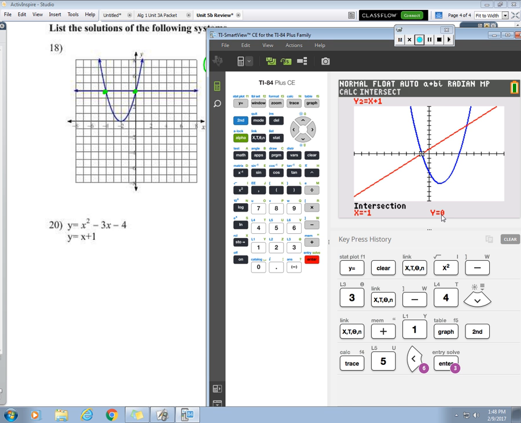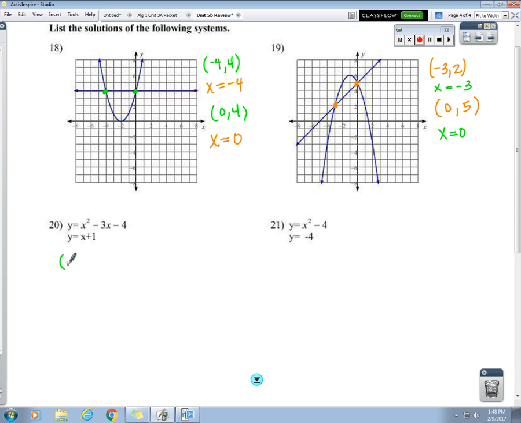But without even remembering second trace intersect, don't you think you could have figured out that's negative 1, 0? Okay, so our first solution is negative 1, 0. Or they may just write it as x equals negative 1. They may only write the x solution of it.